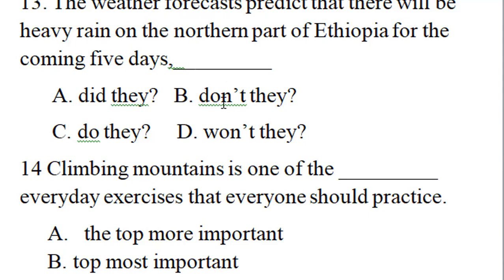Our tag question is negative. Don't they? Why do I use they? Because the weather forecasters, they are many in number, more than 2. So this is the subject here. This subject indicates the speakers, the weather forecasters. That's why I use they, and that I use do here.